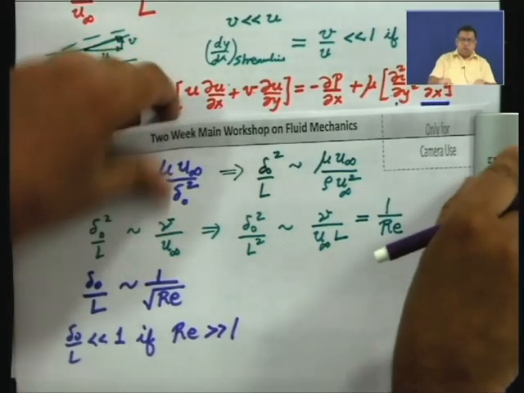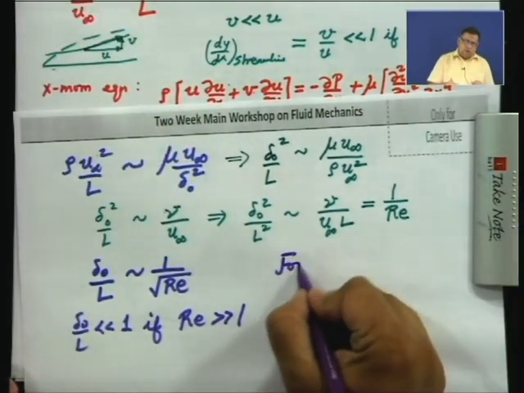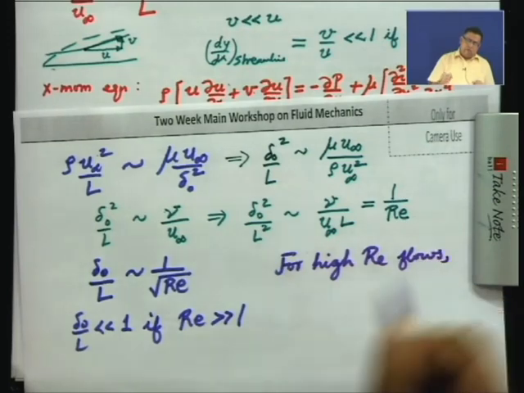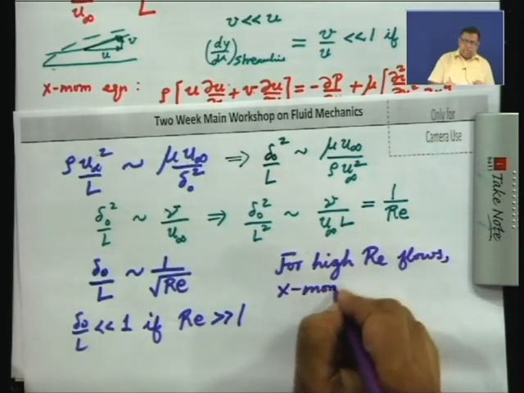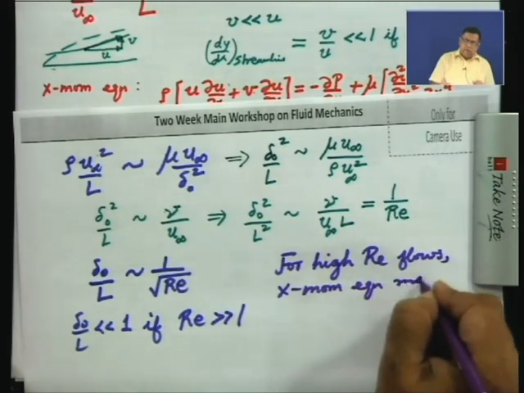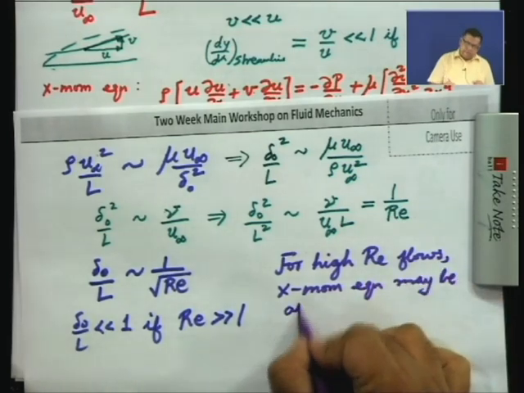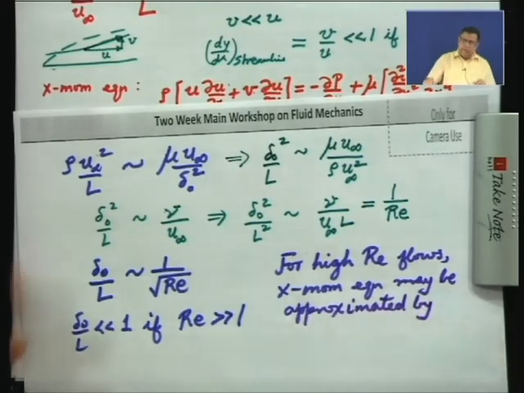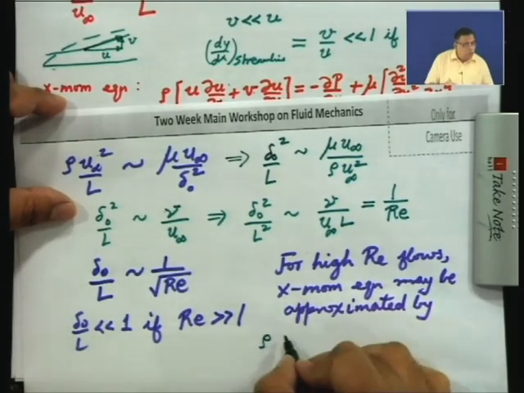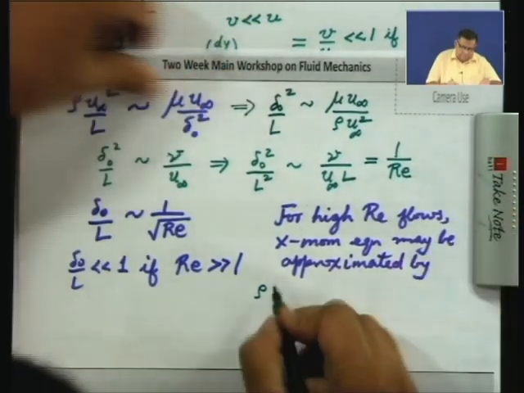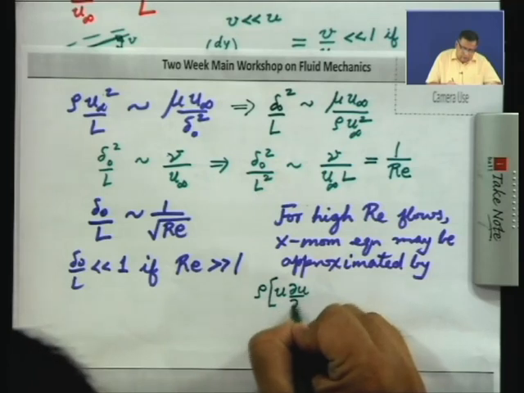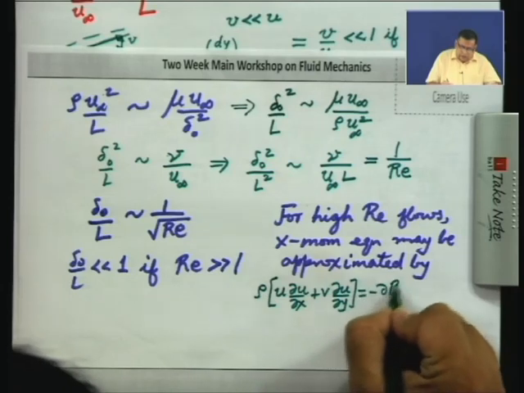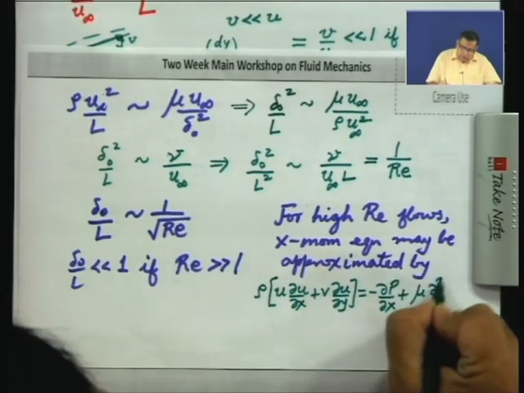So, for high Reynolds number flows, the x momentum equation may be approximated by rho into u del u del x plus v del u del y equal to minus del p del x plus mu into del 2 u del y square.